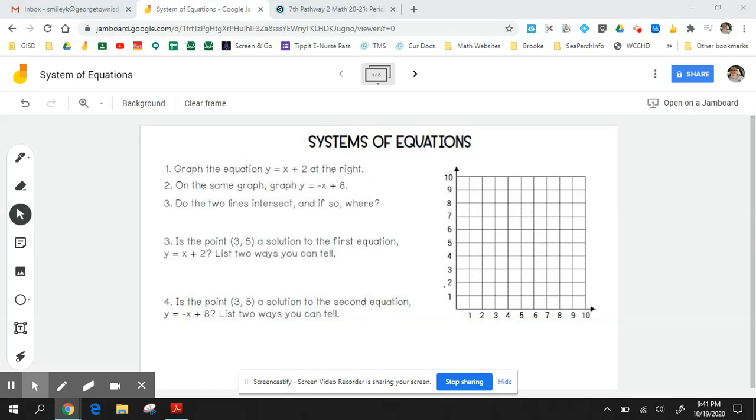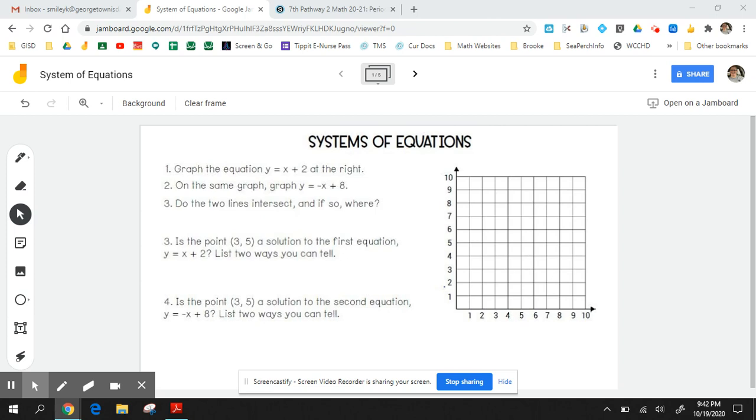Hi everyone, today we're going to look at system of equations. And what this means is we're going to have more than one line, one equation on our graph. Usually it's two. When you get higher up into math, it will be three or four. It could have as many as it wants, but it's called a system of equations.